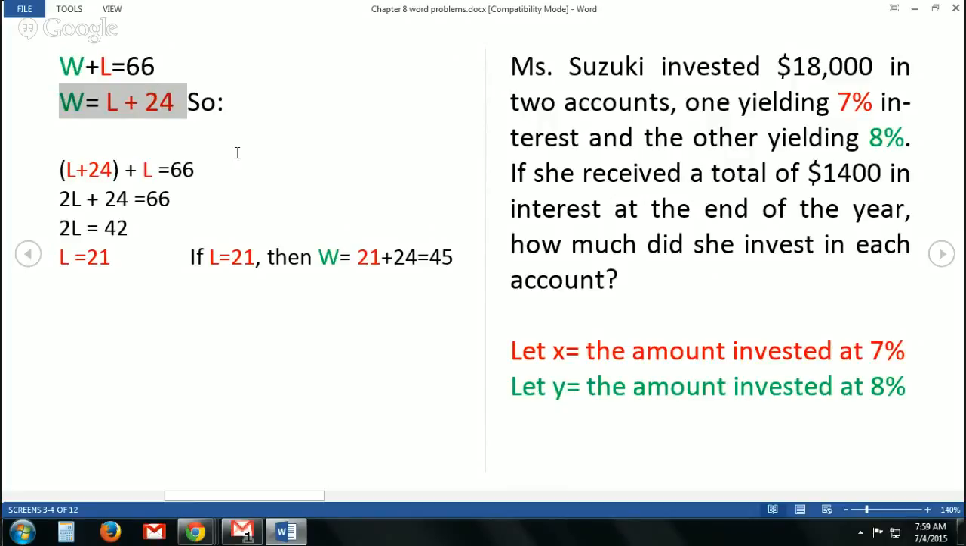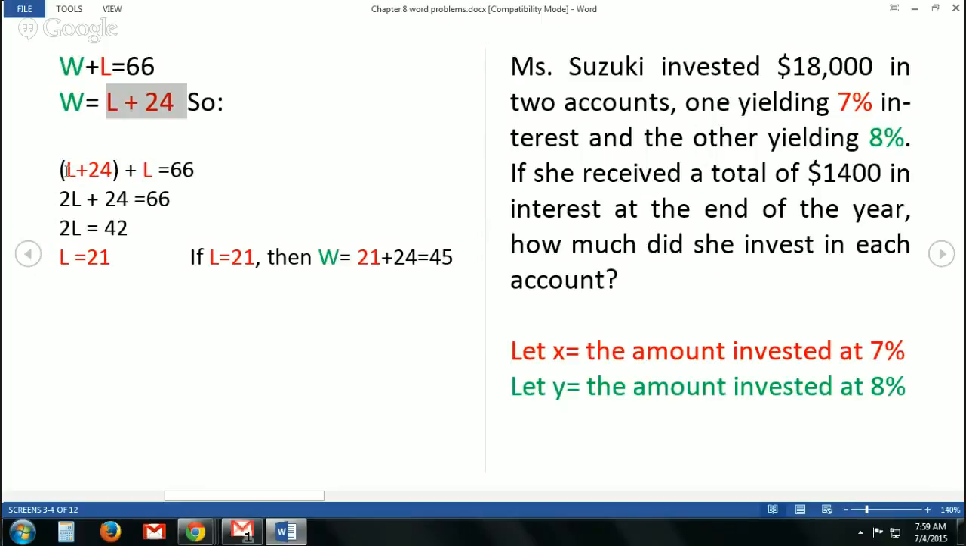Now, this problem is set up very nicely for us to work with substitution because W is already on one side of the equation by itself. Anywhere that we see a W, we can replace it with L plus 24 since that's what W means. So let's take this information and let's use it in the other equation, replacing the W that is here with what W means, L plus 24.